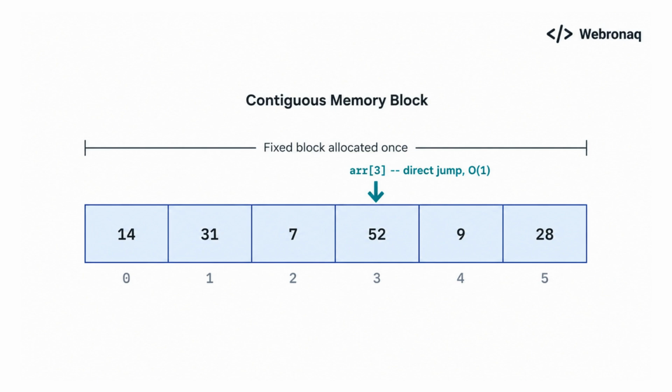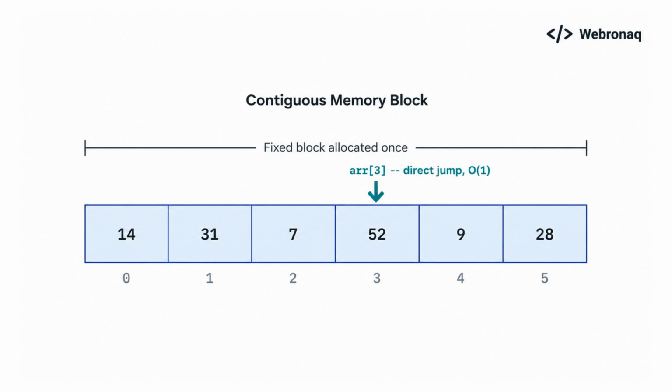Each element has an index, starting at 0. Because the elements are evenly spaced, and the block starts at a known address, the computer can calculate exactly where any element sits with a single arithmetic step. It doesn't scan from the beginning, it jumps straight there. That's why reading any element by index takes constant time, or big O of 1, no matter how large the array gets. The size doesn't slow you down at all. Next, we'll see what happens when memory is not contiguous.